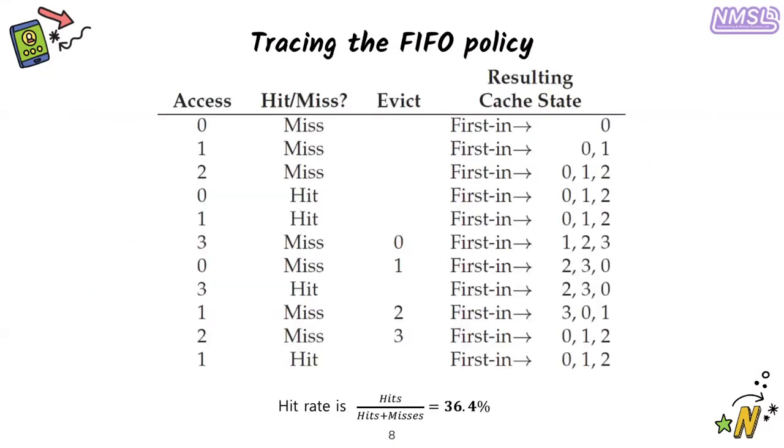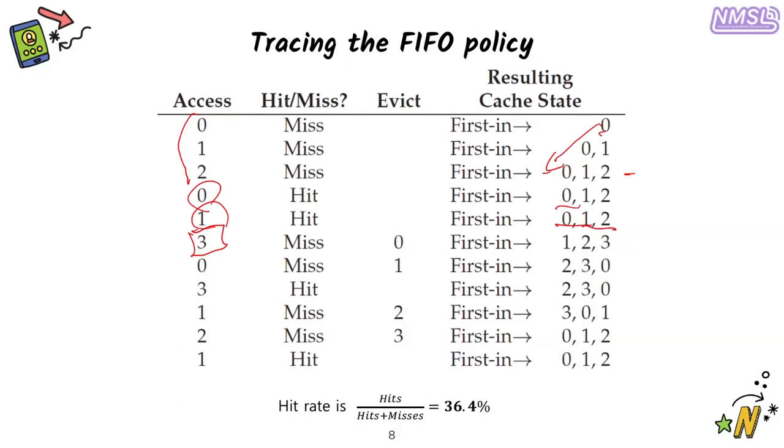So again, let's trace using FIFO this time. So again, these are cold misses, but first in is 0. So yeah, this is the top of the queue, and this is the bottom of the queue. We have 0, 1, 2, 0 comes in. It was a hit. 1 also hits. Now, we got a 3. We don't have a 3 here, right?